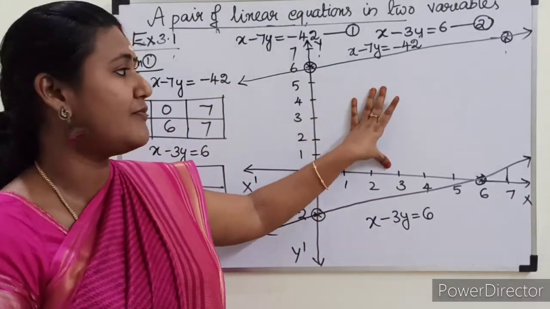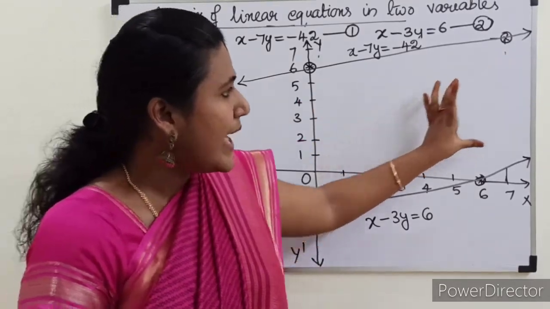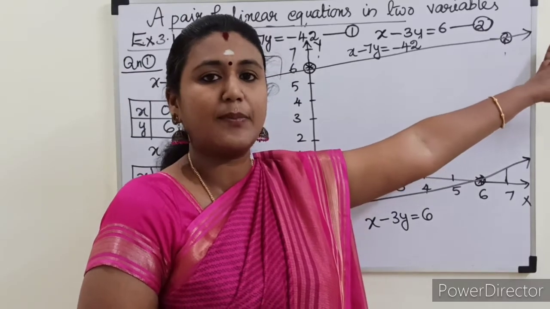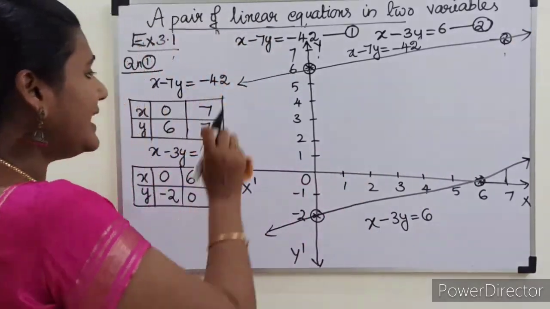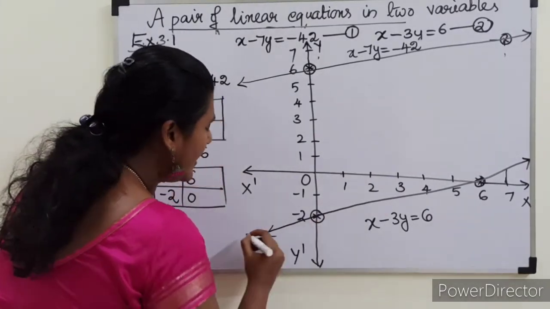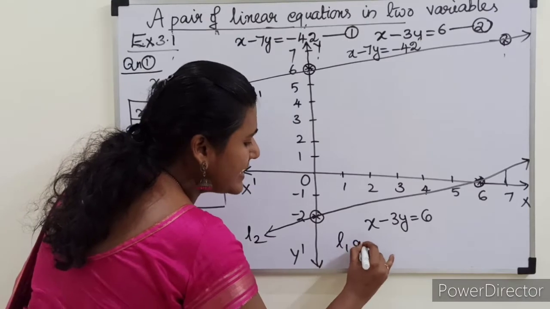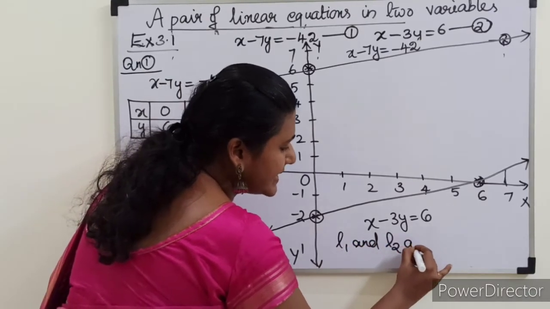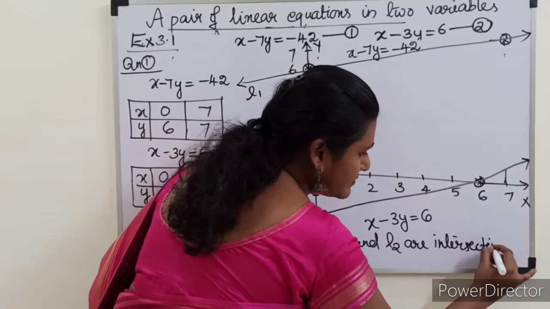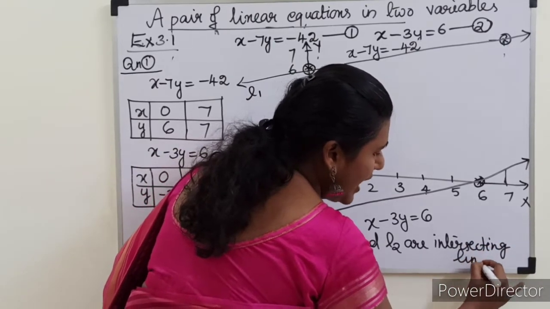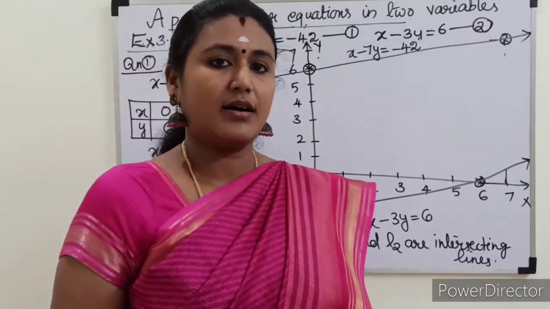If you extend these two lines, after some distance they will intersect. I cannot show you now, but these are intersecting lines. If you denote this line as L2 and this line as L1, L1 and L2 are intersecting lines. So this is how you have to represent a situation algebraically and graphically.